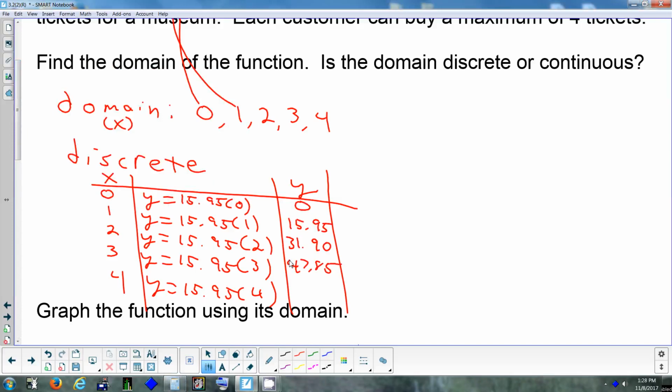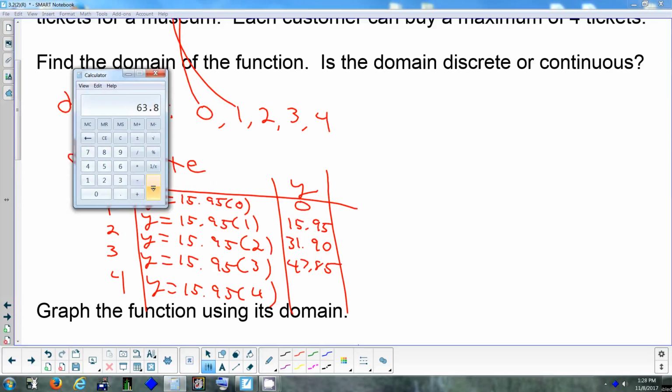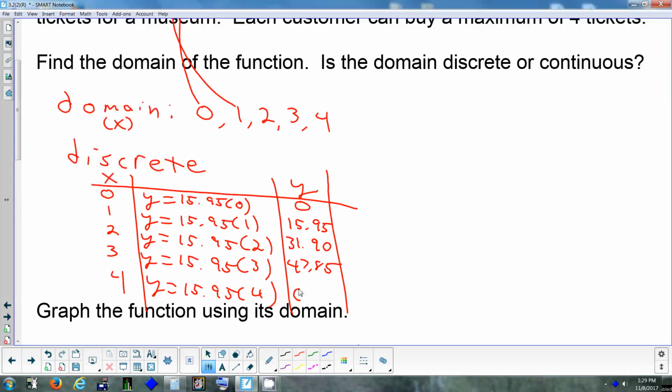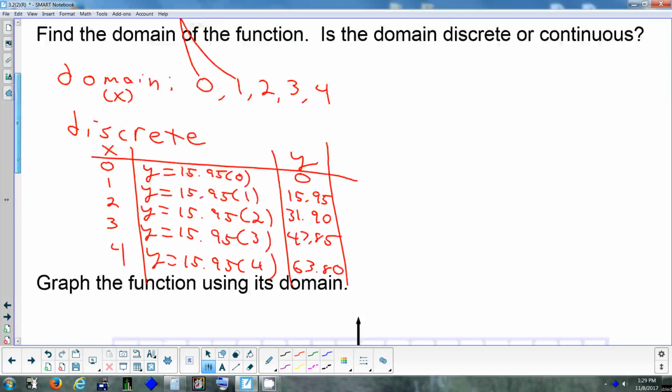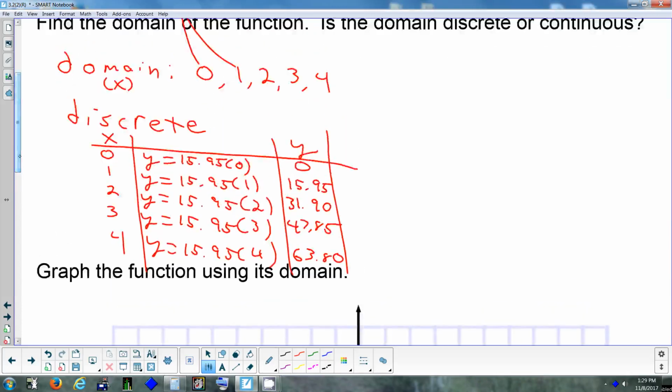Since when do you become smarty pants? Simple multiplication. Or 63.80. Not hard. Simple. So there's our y value.